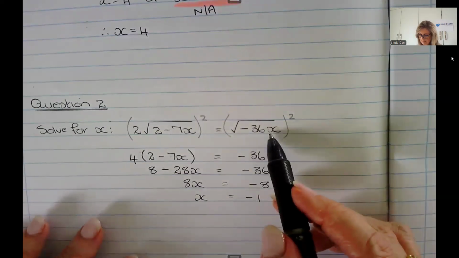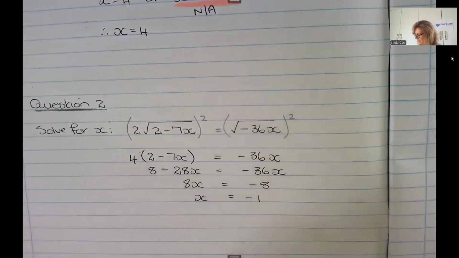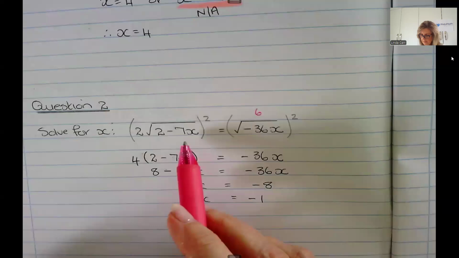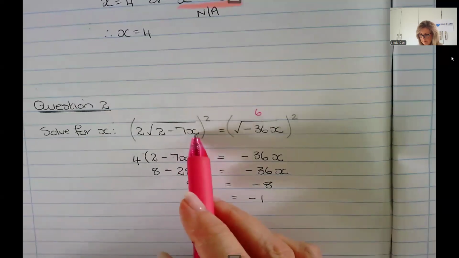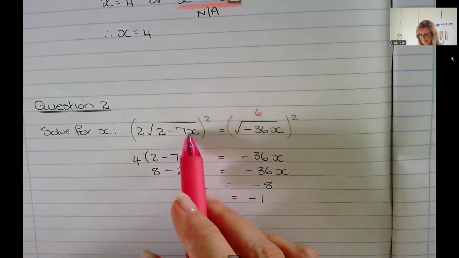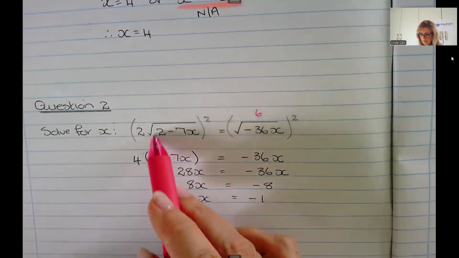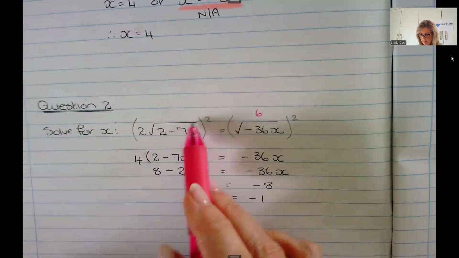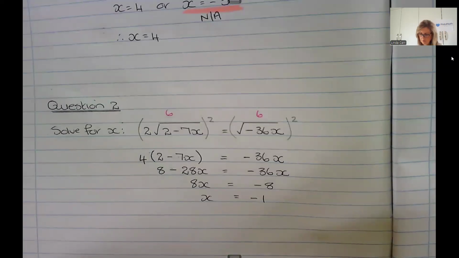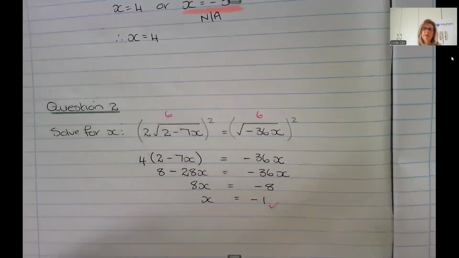-1 minus times a minus is a plus, so it's root 36, and root 36 is 6. On the left, -7 times -1 is 7, so it's 2 plus 7 is 9. Square root of 9 is 3. 2 times 3 is 6. So the answer is correct, and so I know I'm done.